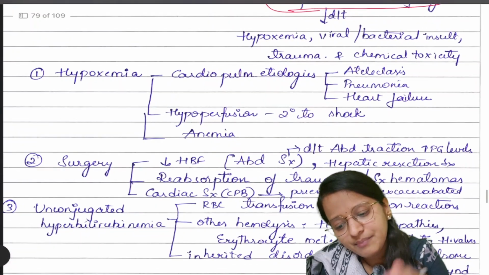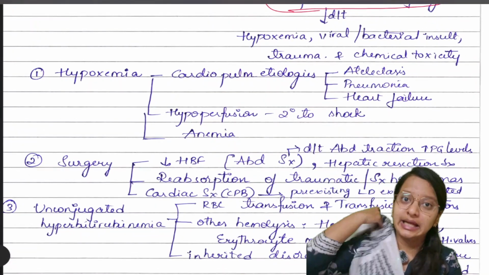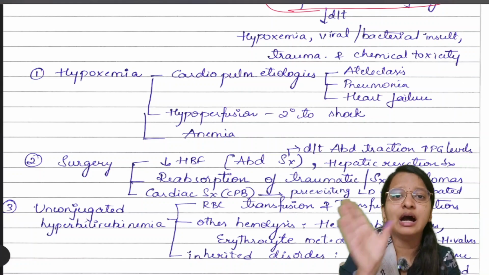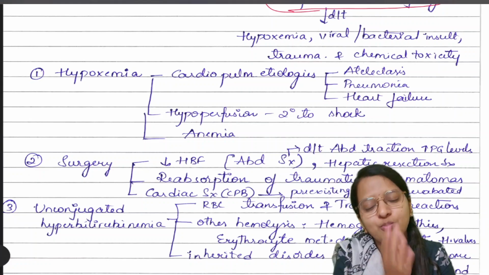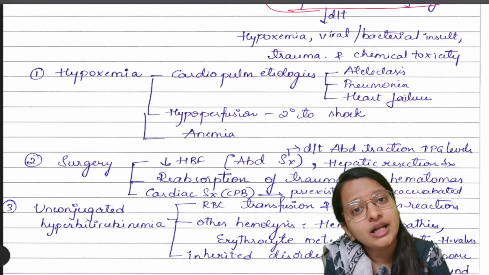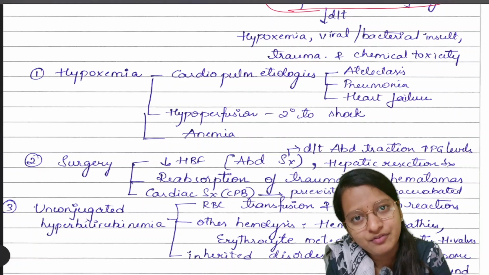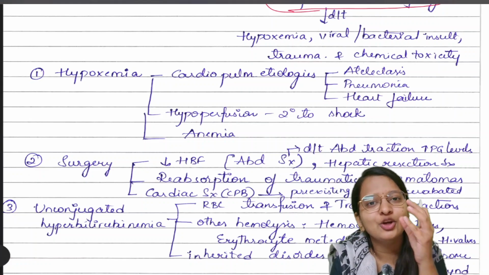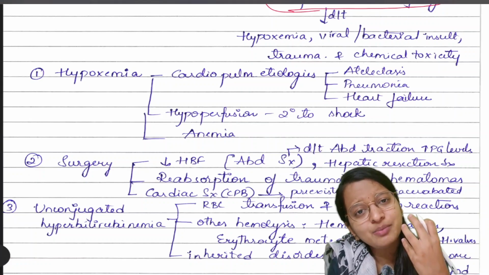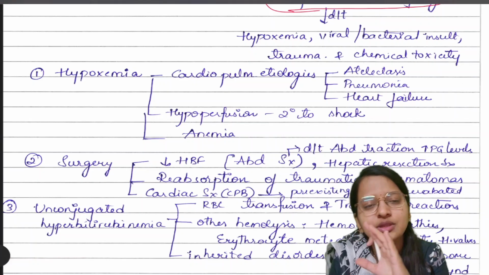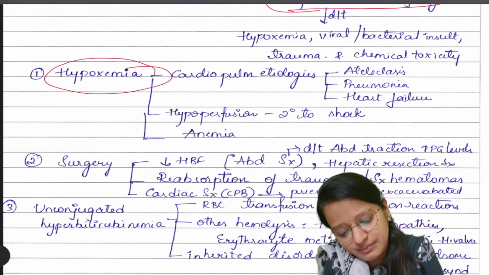Coming to hypoxemia, that might be due to atelectasis, pneumonia, that means both heart and lung might cause hypoxemia, right? So heart failure, pneumonia and atelectasis, or decreased BP, hypoperfusion or anemia, because your hemoglobin has to carry the oxygen and there has to be good flow, good BP has to be there. So these are the reasons for hypoxemia.